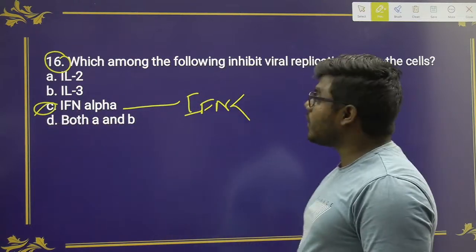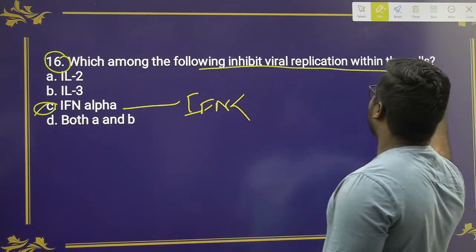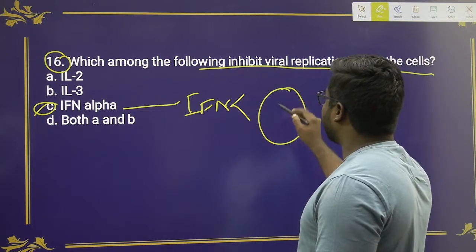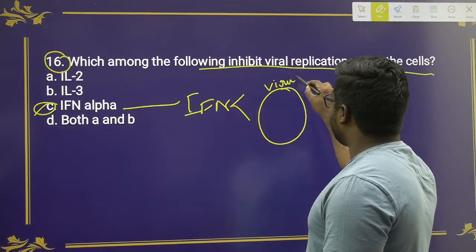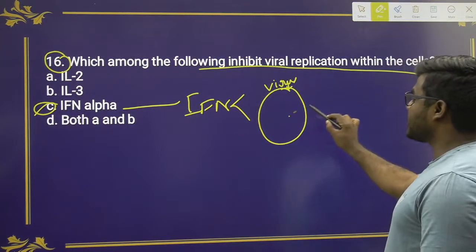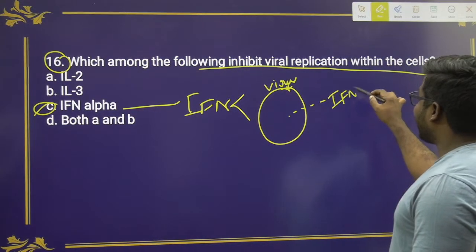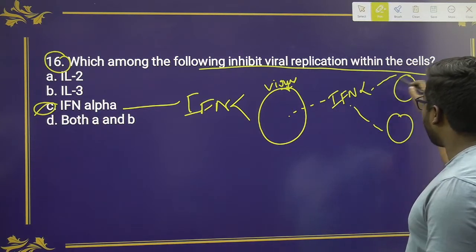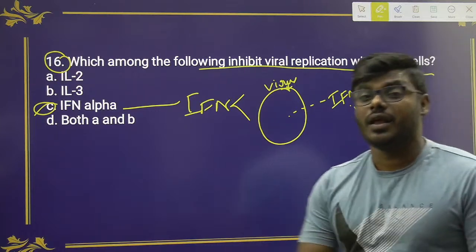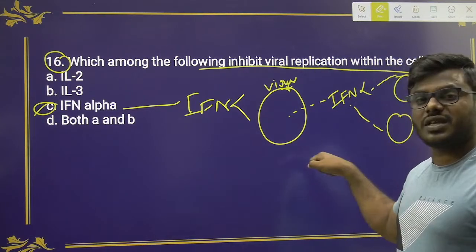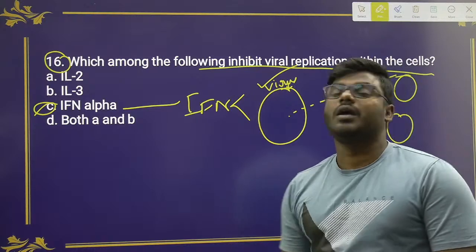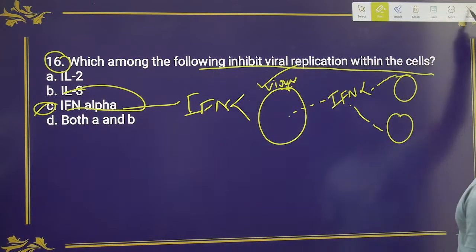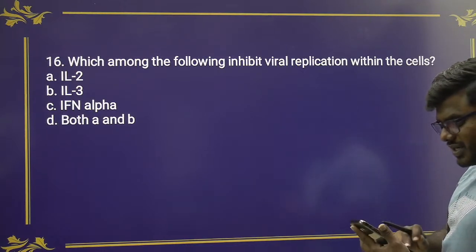So we commonly know, right? Which among the following inhibits viral replication within the cell? If one cell gets affected by the virus, this is the cell affected by the virus. Now this cell starts releasing IFN alpha. This IFN alpha reaches all the adjacent cells. It will help all the adjacent cells get protected from this particular virus. Anyway, what was that? IFN alpha. Perfect. Get ready for question number 17.